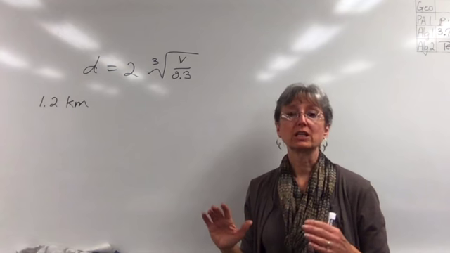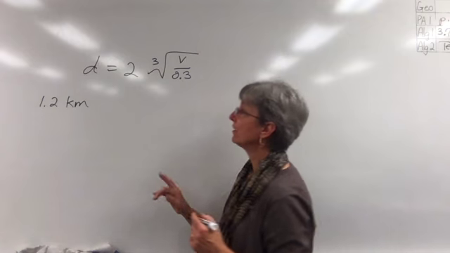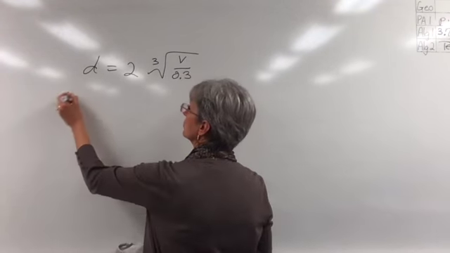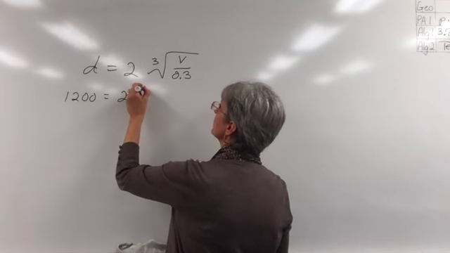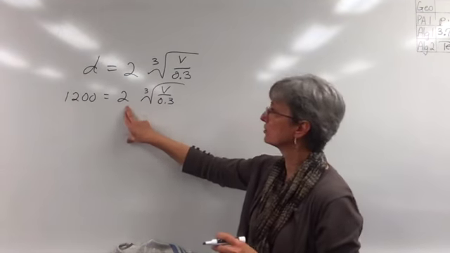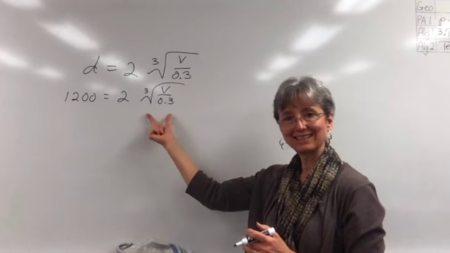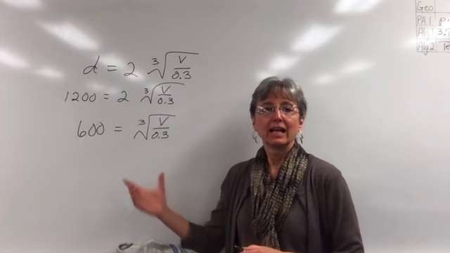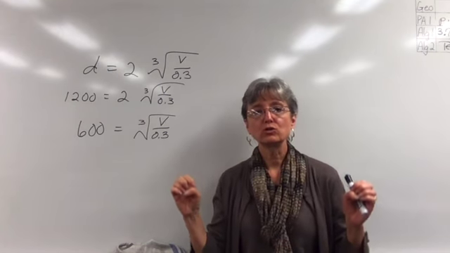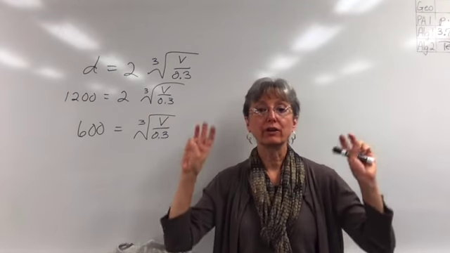1.2 kilometers is 1,200 meters. So D is going to be 1,200. So 1,200 equals this. There we go. So the first thing we're going to do is divide both sides by 2, because we want to isolate this radical. Now we have our cube root isolated. So the way to undo a cube root is to raise both sides to the power of 3.